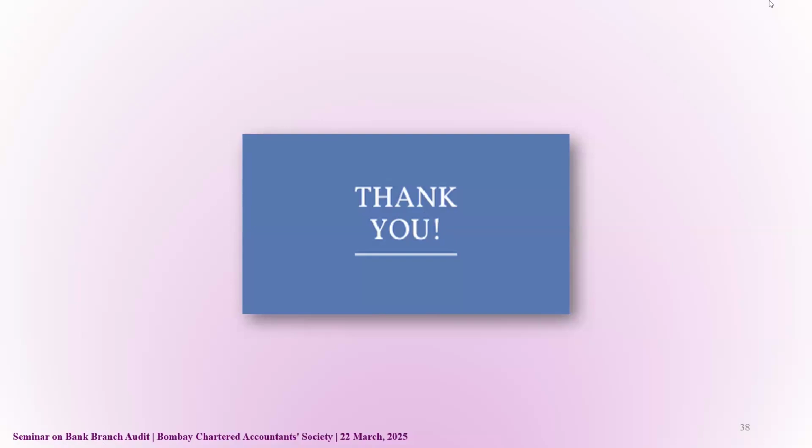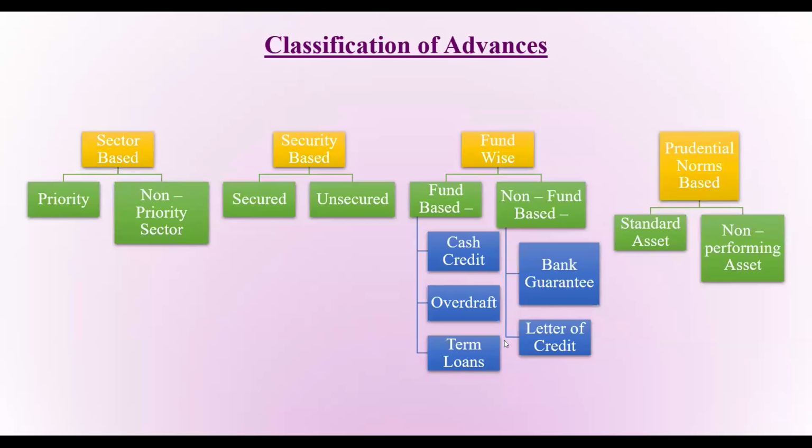Difference between LC and BG. So the difference between LC and BG is that in an LC the bank pays first, because the bank guarantees the payment to the seller after verifying the documents like invoice and bill of lading for the order. On the other hand, in case of BG, the bank pays only if the buyer defaults. That's the main difference between LC and BG.